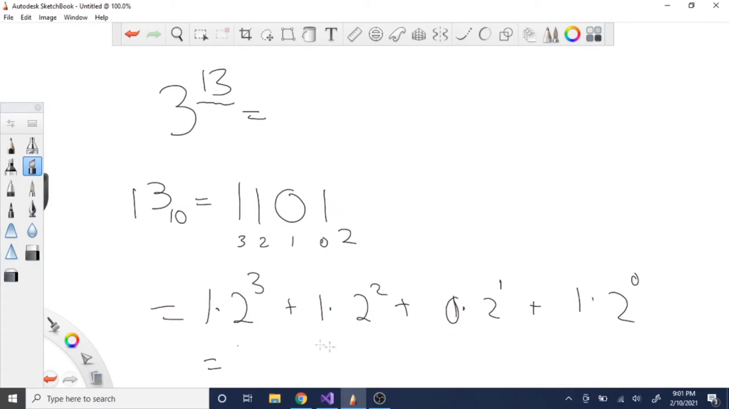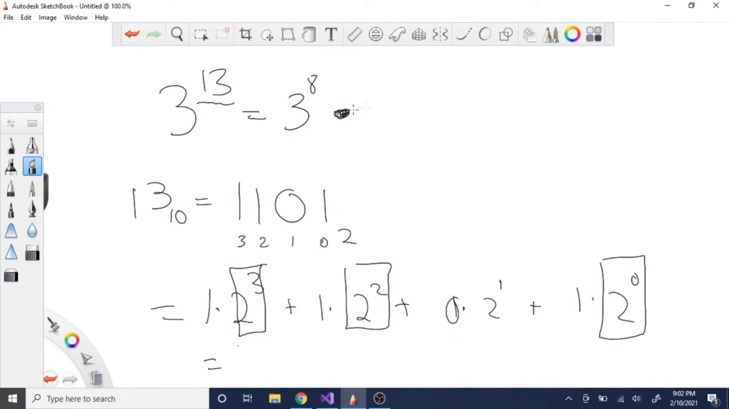Now that you know the binary equivalents, you can use these values as a way to split your exponent. So 3 to the 13 is equal to 3 to the 8, because 2 to the third is 8, times 3 to the fourth, times 3 to the first. 8 plus 4 is 12, plus 1 is 13. So these would be your exponents: 8, 4, 1.